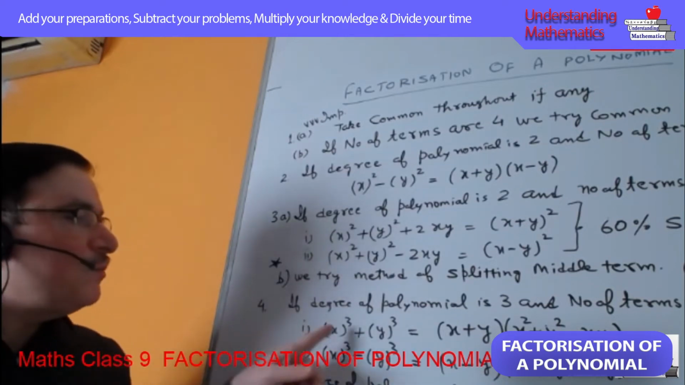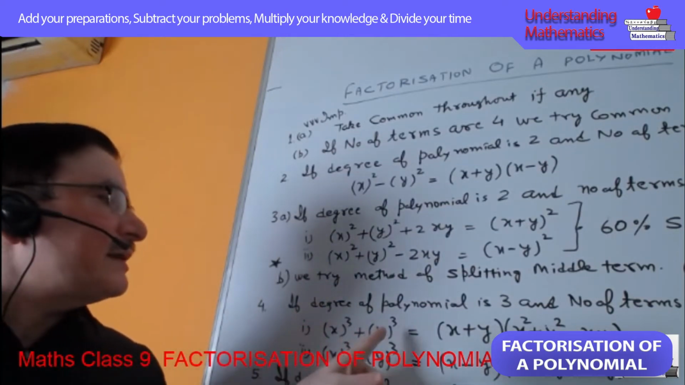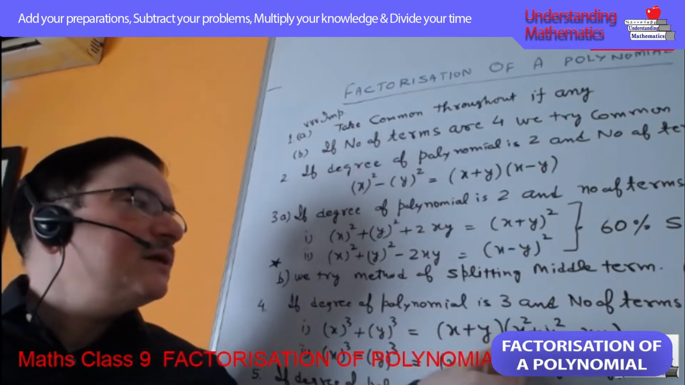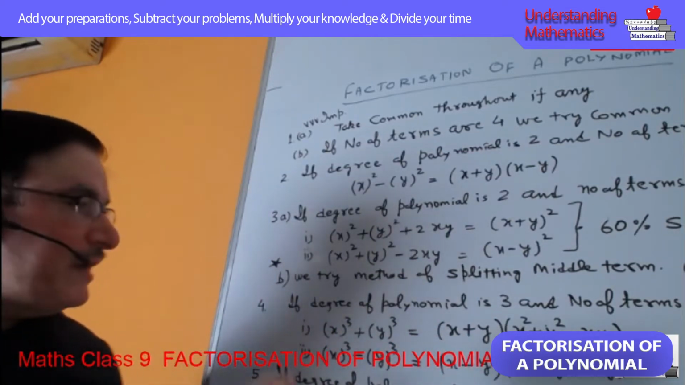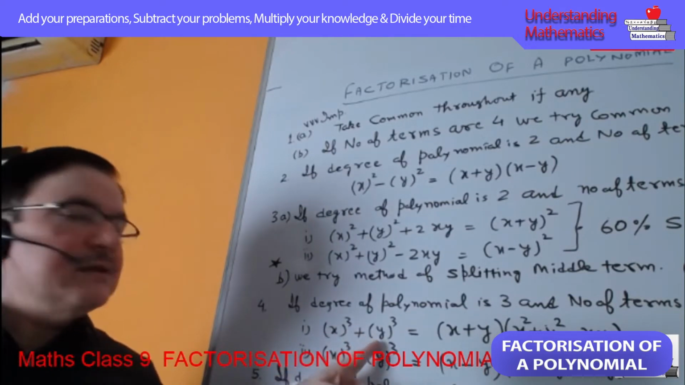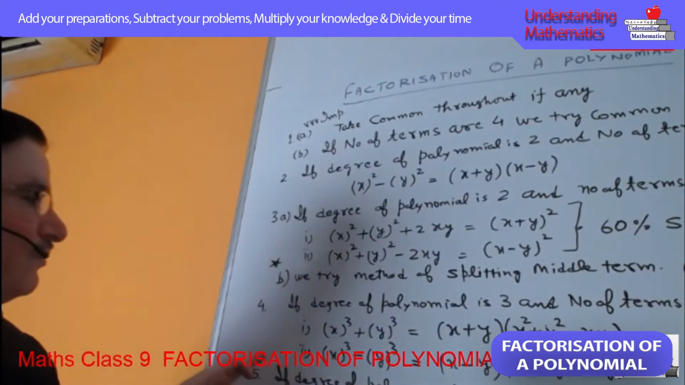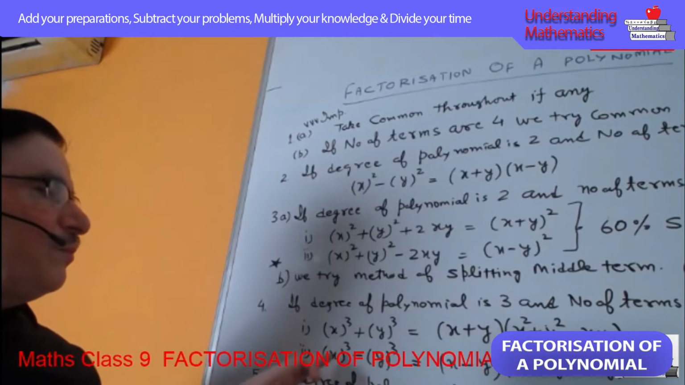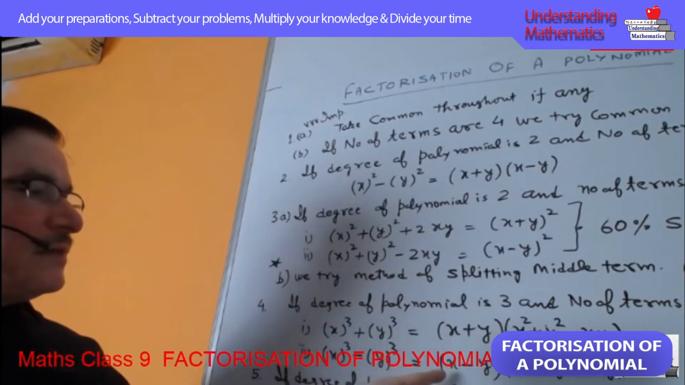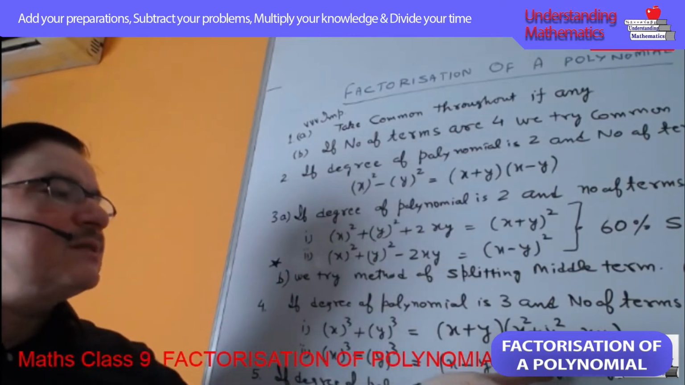So when it is x cube plus y cube, the identity applicable is x cube plus y cube equal to x plus y into x square plus y square minus xy, where x is the number in the first bracket and y is the number in the second bracket. When we go for a negative sign, it is x cube minus y cube is equal to x minus y into x square plus y square plus xy.